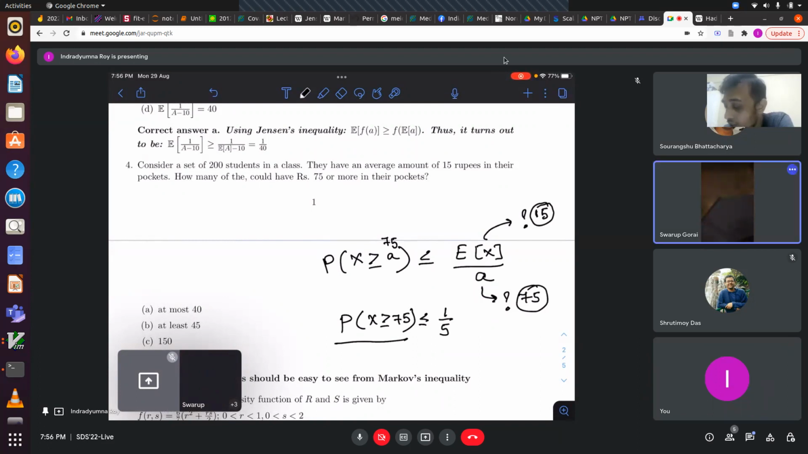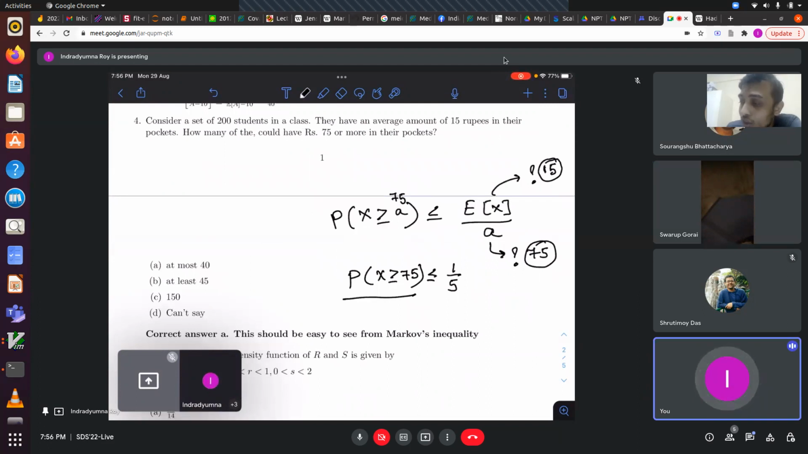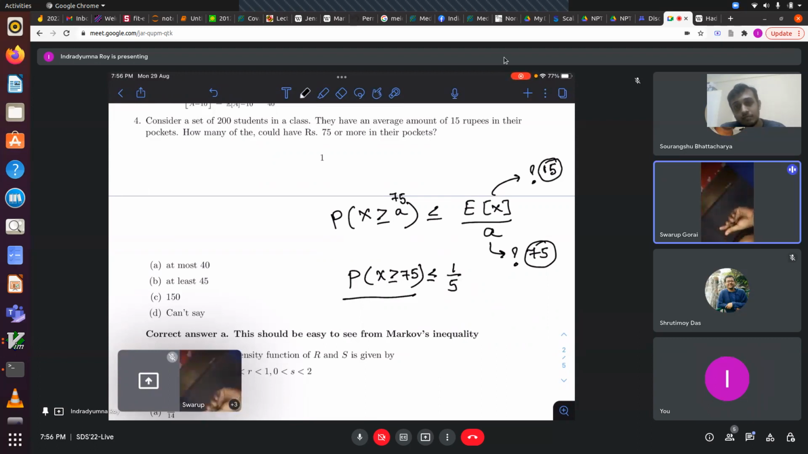I'm convinced. Okay, cool. Because it involved simply putting the values in a known formula, it should be easy to see. But okay, perhaps we can use some more explanations. Okay, understood. So this one is very clear.